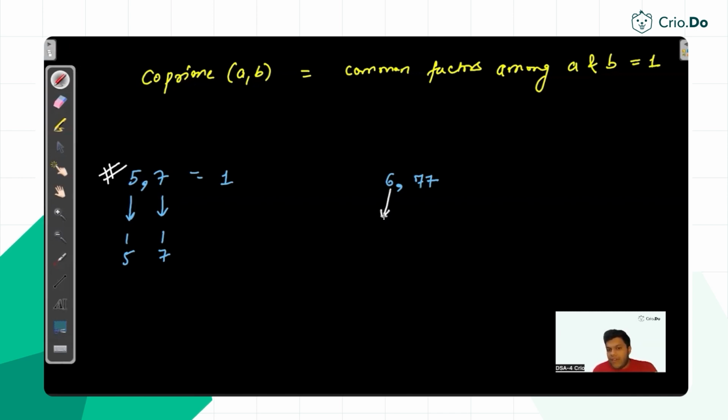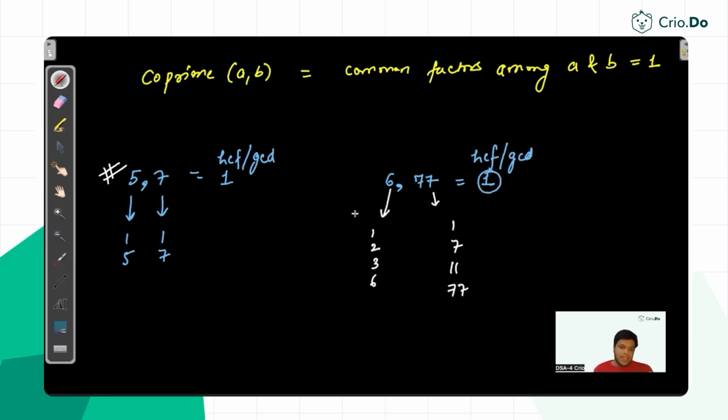If you see the factors of 6, they are 1, 2, 3, 6. That is, 6 is a multiple of 1, 2, 3 and 6. What about factors of 77? It is having 1 as a factor, it is having 77 as a factor, it is having 7 as a factor, it is having 11 as a factor. Is there any common factor among both the numbers? Yes, 1 is the common one. Is there any other common number? No. So again, since the highest common factor of both these numbers, that is the HCF, or also known as GCD, greatest common divisor, is 1, the numbers are co-prime.